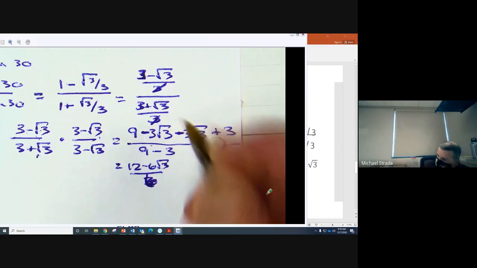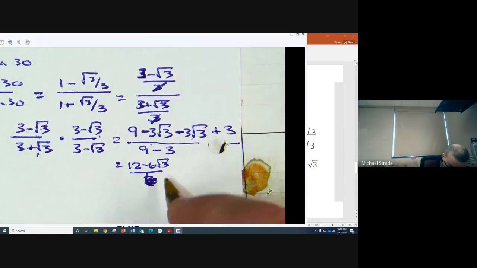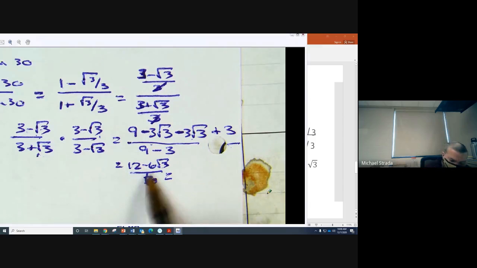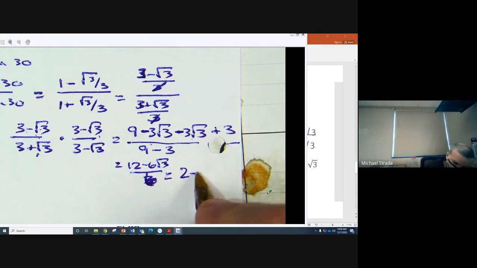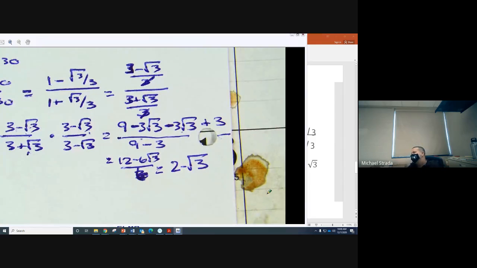I have a little drip on my pen. Doesn't 2 negatives make a positive at some point? When you multiply? Okay. You need to focus on sign number rules from 6th, 7th grade. No, I struggled with the 7th grade. Well, it's coming back to haunt you. 12 divided by 6 is 2. The 6 is canceled. I have 2 minus root 3. Oh! Got it. Take a moment.